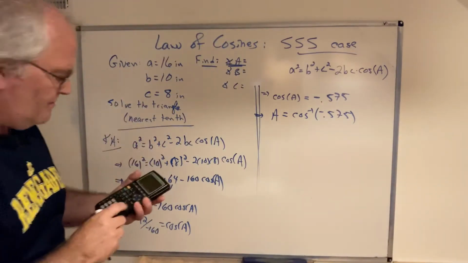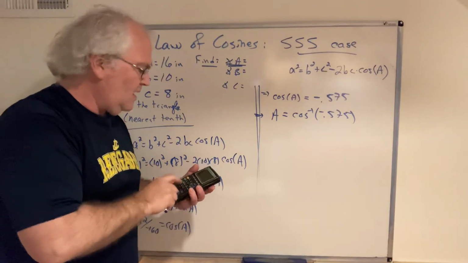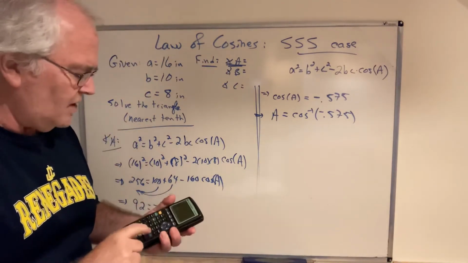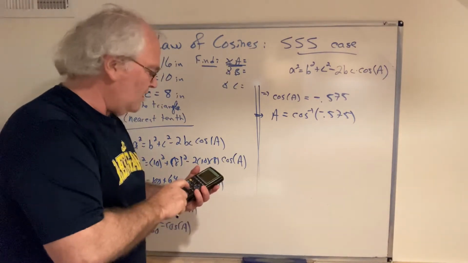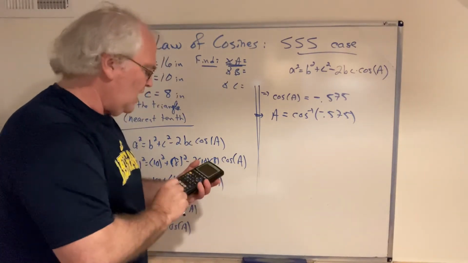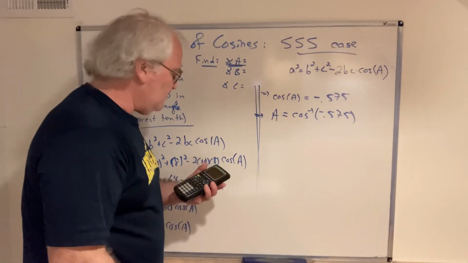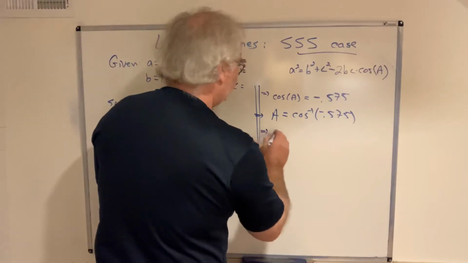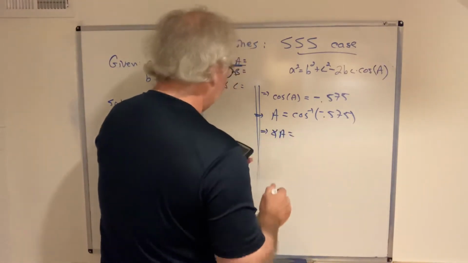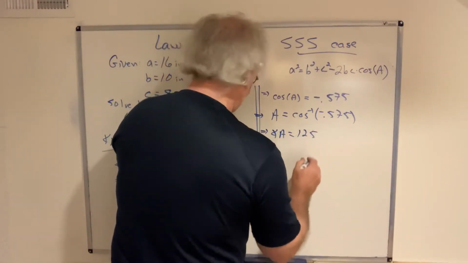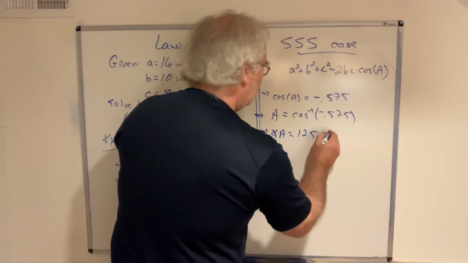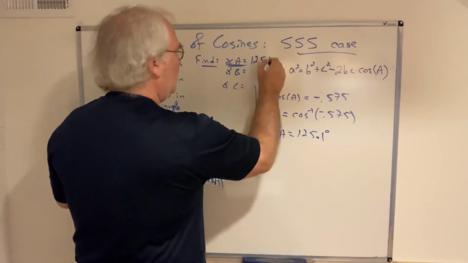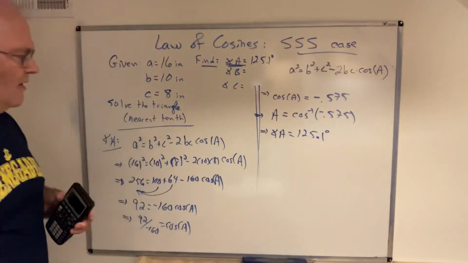Since I have the number still in my calculator, I can do second function or inverse function, or however your calculator does this. I have cosine inverse of the number I just had, and if I round this to the nearest tenth, that becomes angle A equal to 125.1 degrees. All right?